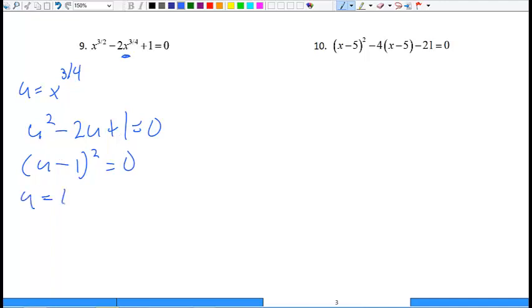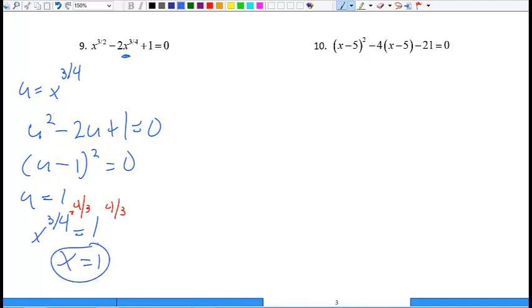And again, I don't want u, I want x. So x to the 3/4 equals 1. So if I raise everything to the 4/3 power, which is what we're doing here, so we're taking that to the 4/3, taking that to the 4/3, either way we get x equals 1. This is our only solution for that.